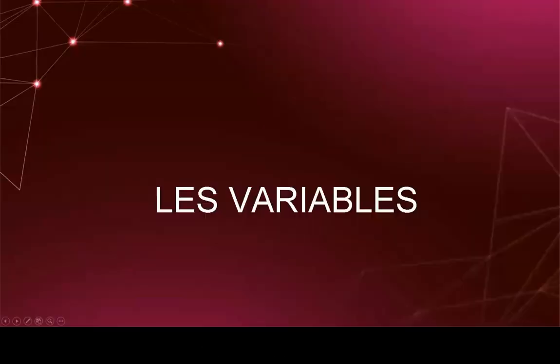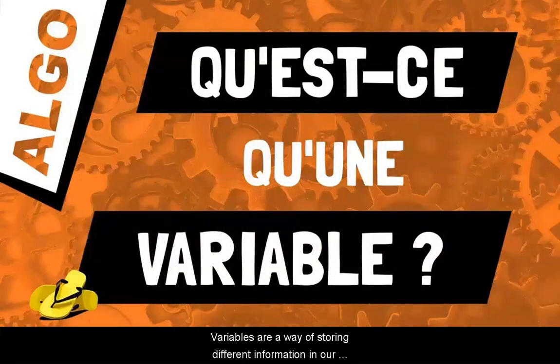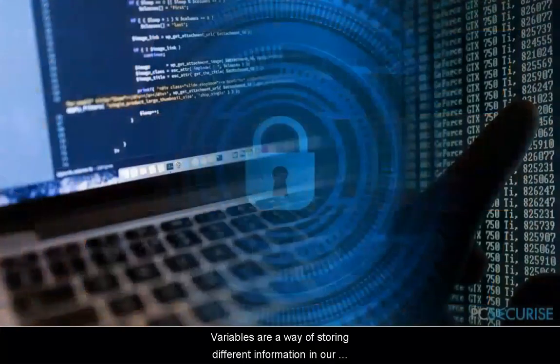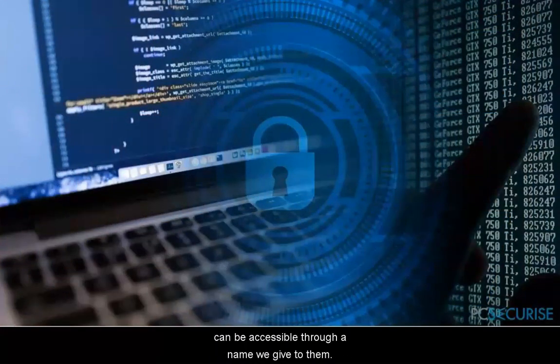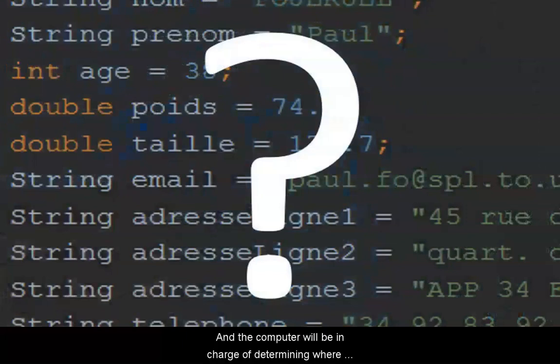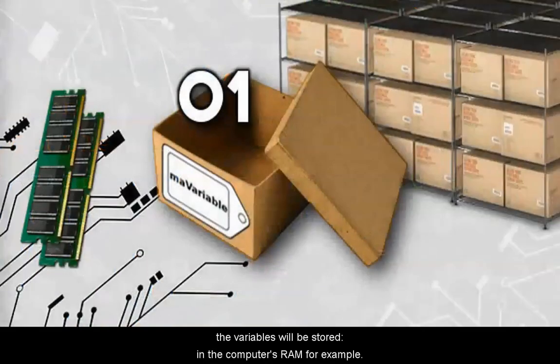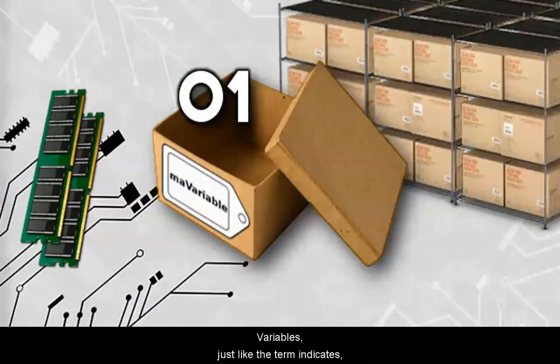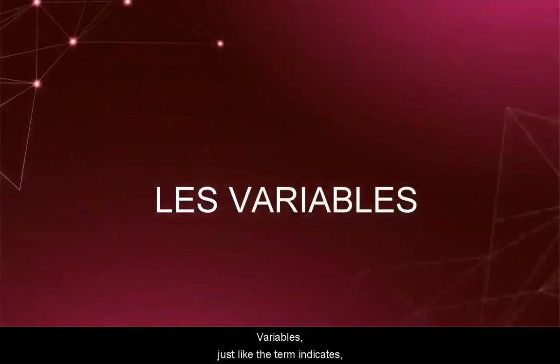Using variables. What's a variable first of all? Variables are a way of storing different information in our device. The variables that we define can be accessible through the name we give to them, and the computer will be in charge of determining where the variables will be stored, in the computer's RAM, for example. Variables, just like the term indicates, can be modified. In other words, its contents are variable.